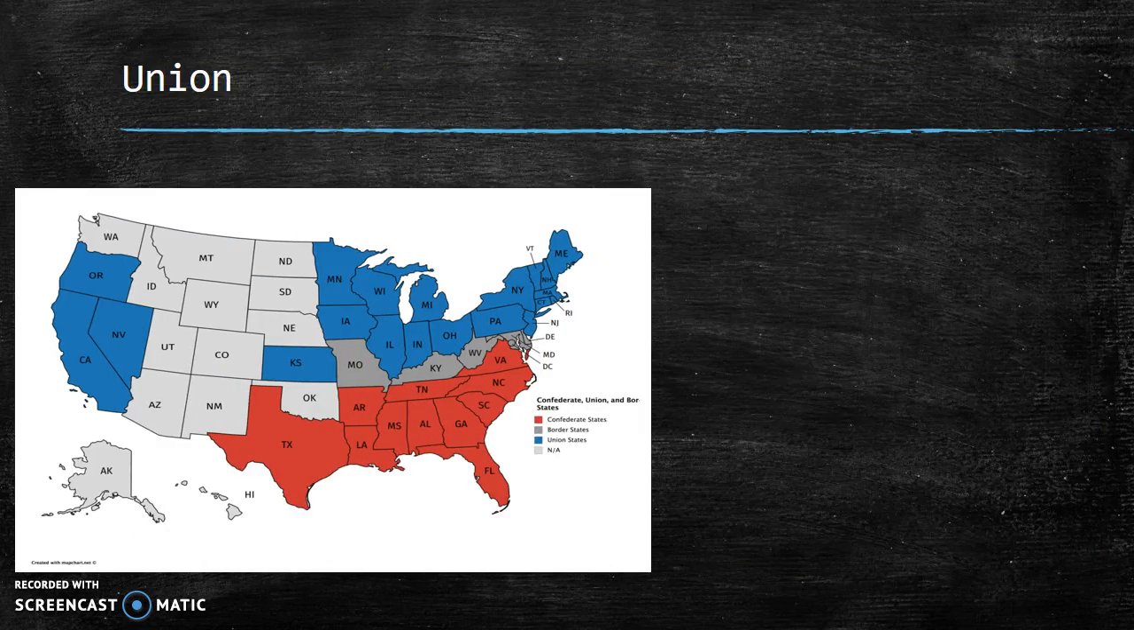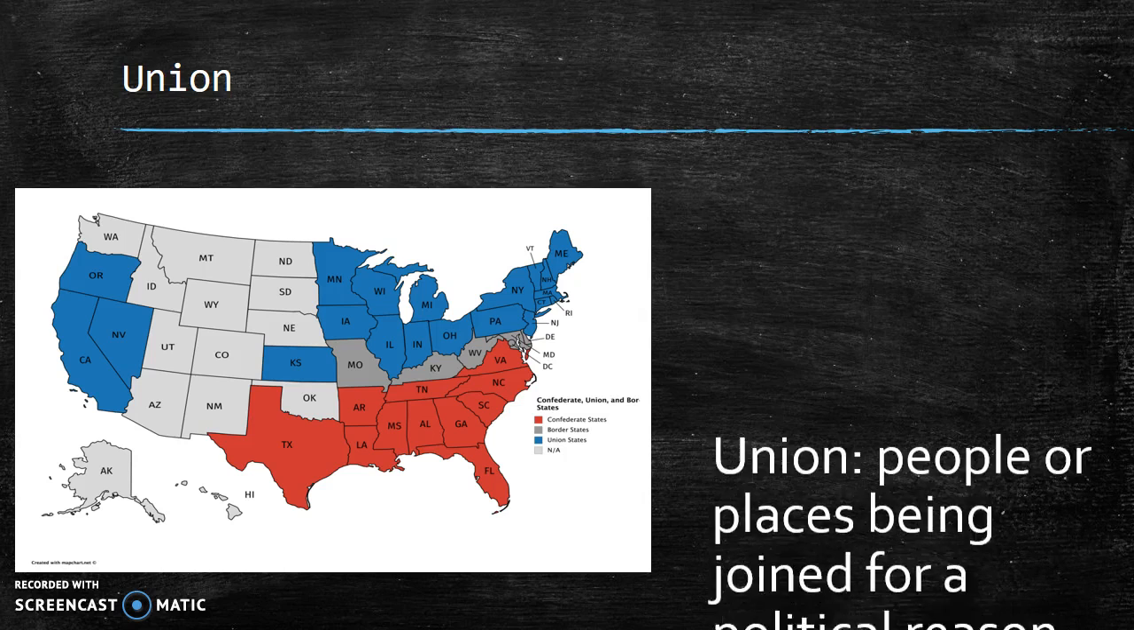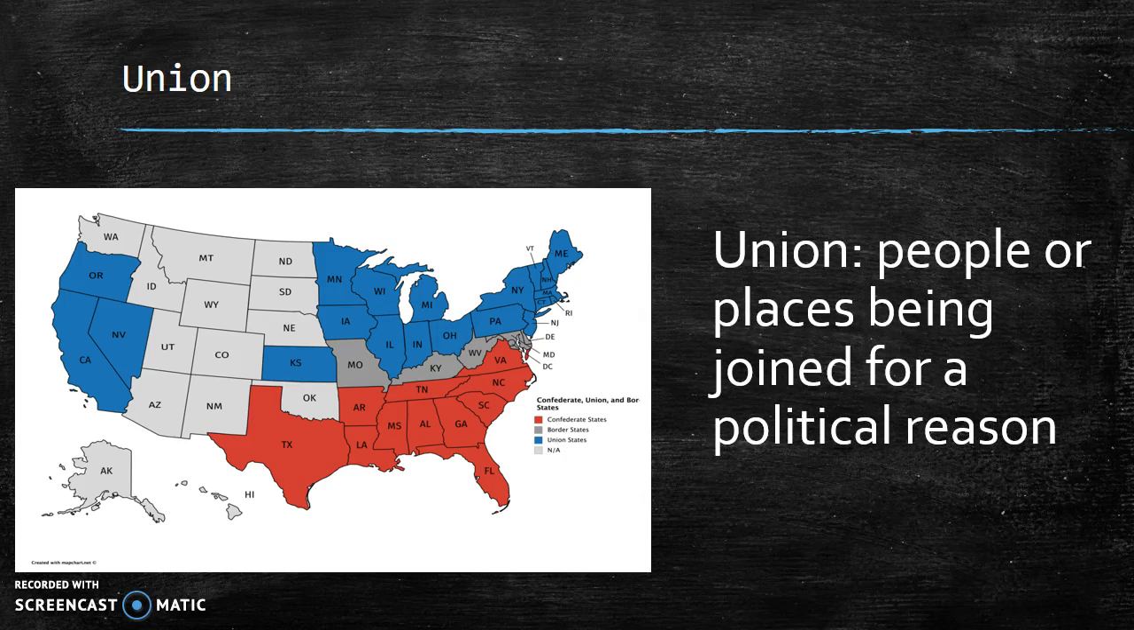The Union fought on one side of the war. The Union was a group of people or places joined together for a political reason. In this case, the Union wanted to keep the country together. In the picture below, the states in blue are the Union states. Most of them are in the north, like New York, Maine, Michigan, Ohio, and more.